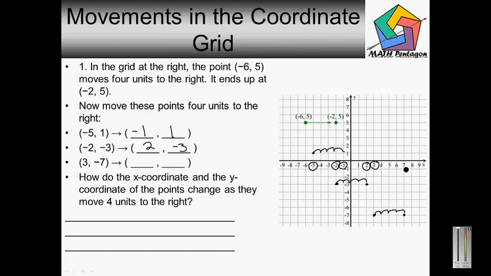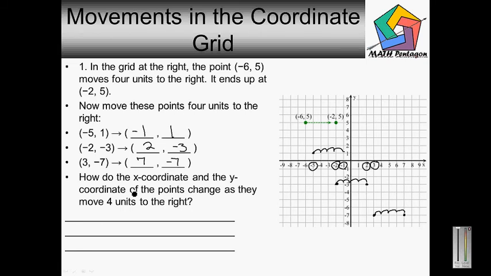And we end up at the x-coordinate of 7. So our new x-coordinate would be 7. And we're still on the same y-coordinate of -7, so that doesn't change. So -7 would be our y-coordinate. So our new coordinates would be (7, -7).